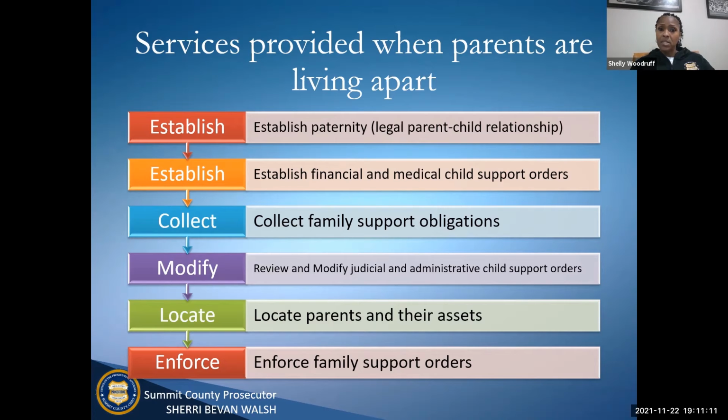Next, establish financial and medical support orders. The Child Support Agency is responsible for establishing the support order. We look at both parties' income, and they take into consideration childcare and who carries medical. These are all things that you get credit for while a support order is being addressed, and both parents are taken into consideration. Other children that they may have and are responsible for are also taken into consideration when they set a support order. Medical is the same thing.